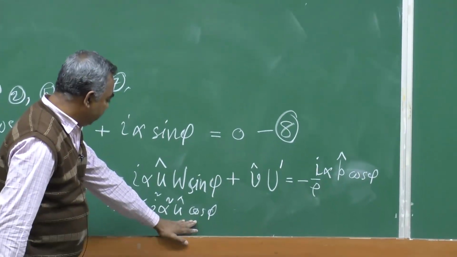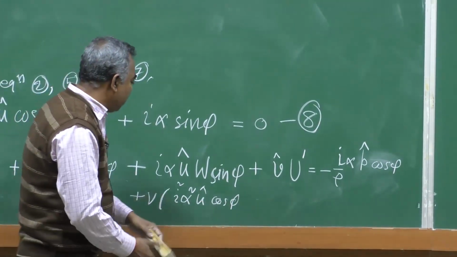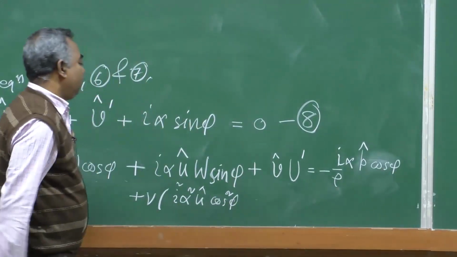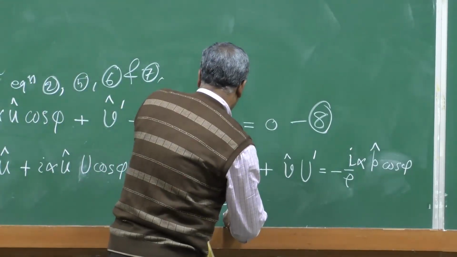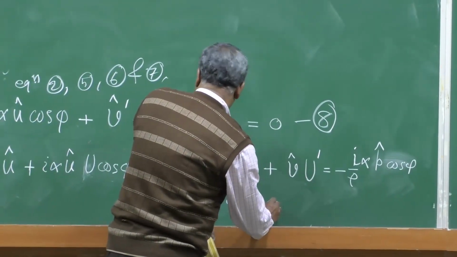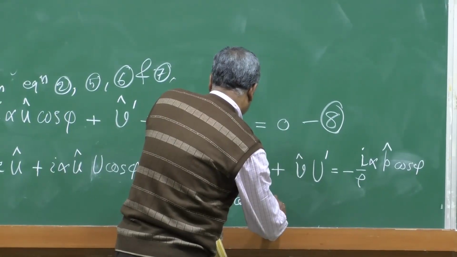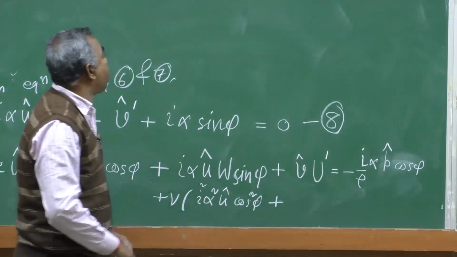And this is your cosine square phi. So, this is your double derivative, and plus, what is there?